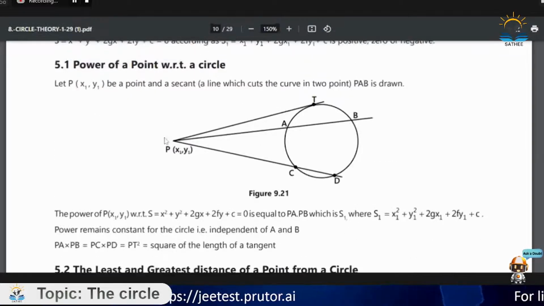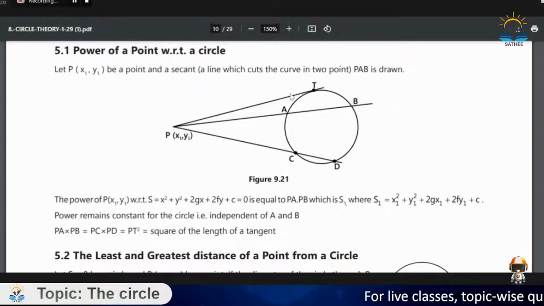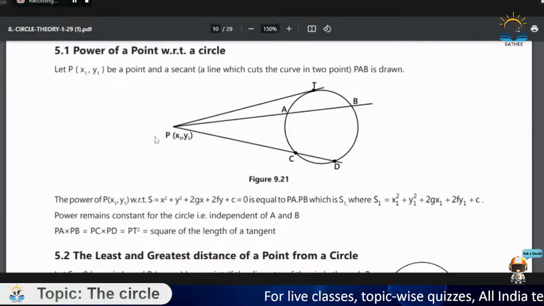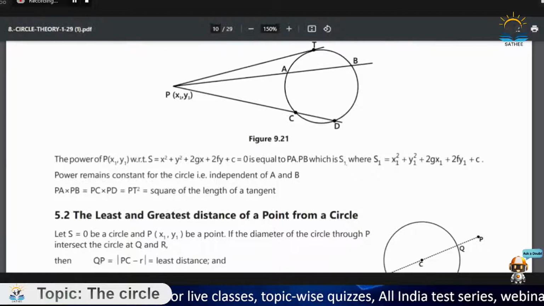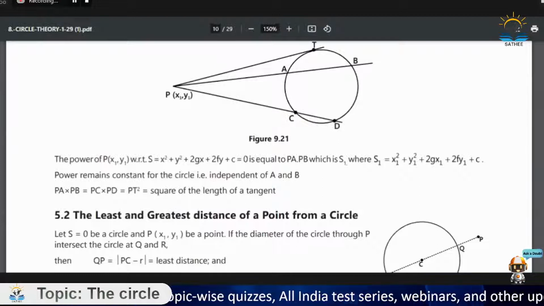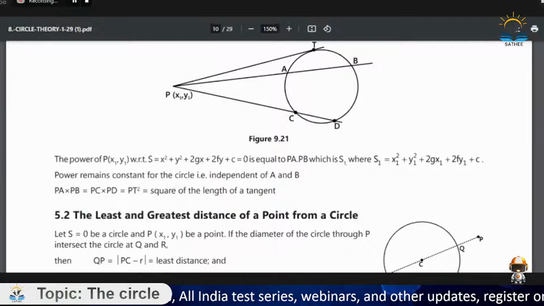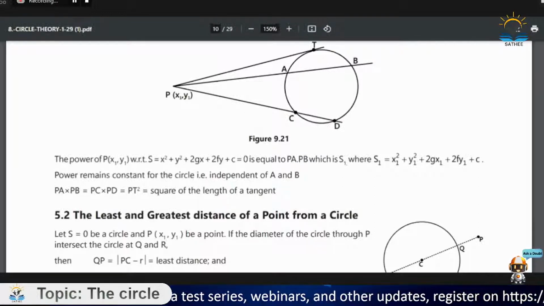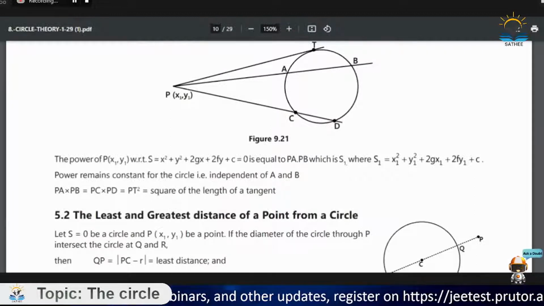Now power of a point with respect to a circle. Let P (x1, y1) be a point and a secant which cuts the circle in two points. So PAB is drawn like this. This is a secant, and PT is a tangent, and PCD is again a secant. Now what this property says is that PA into PB is PC into PD, which is equal to PT square. So what is the power of the point? The power of the point is nothing but the value we get when we satisfy the point (x1, y1) in the circle's equation.